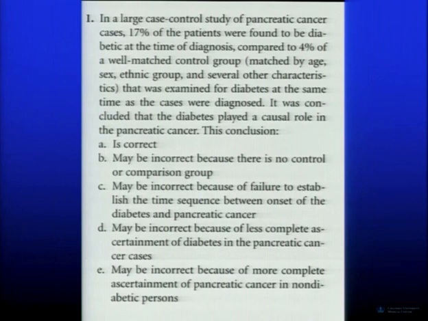How about maybe incorrect because of failure to establish the time sequence between onset of diabetes and pancreatic cancer? That's a problem, right? In case control studies, it's always a problem that we're not really sure about time order. We have them currently with disease, we're asking them about past exposure, but we don't really know which occurred first. So the correct answer there is C.